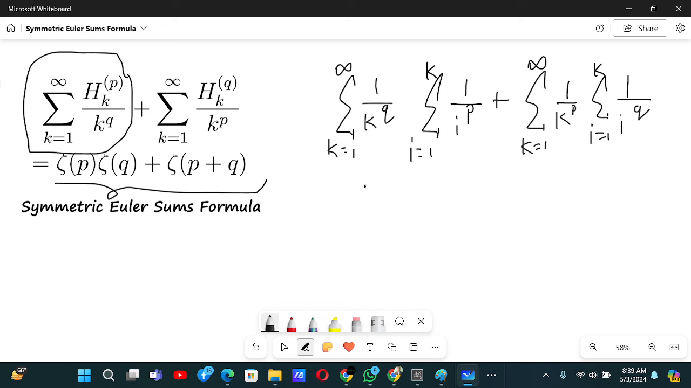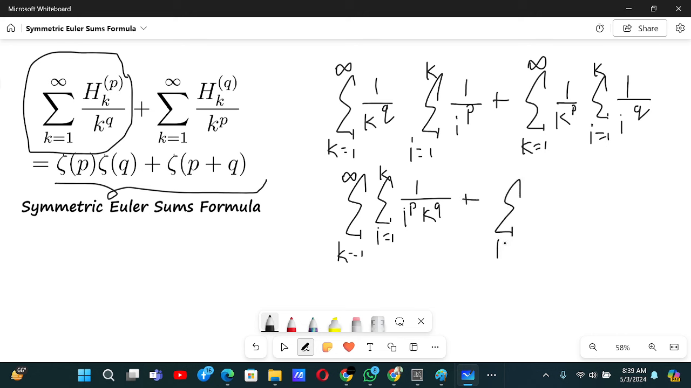Now what we can try to do is, first of all, write it as a double sum, and then I will tell you what we can try to do next. The sum from k equals 1 to infinity, sum from i equals 1 to k of 1 by i to the power p, k to the power q, plus the sum from k equals 1 to infinity, sum from i equals 1 to k of 1 by i to the power q, k to the power p. Over here both of them go from 1 to k.